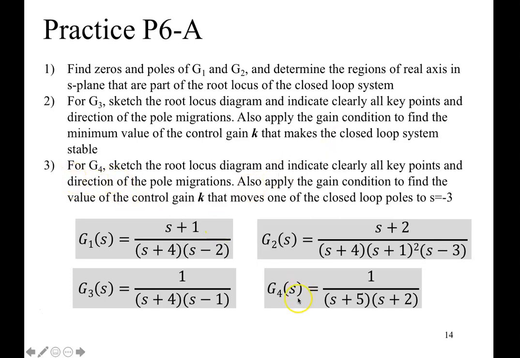And for G4, this transfer function, I'd like you to draw the root locus diagram and then apply the gain condition to find the value of control gain that moves one of the closed loop poles to the -3 point. So it's fairly similar to my examples. Okay, thank you.